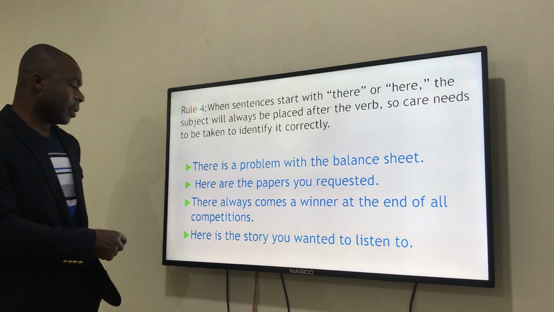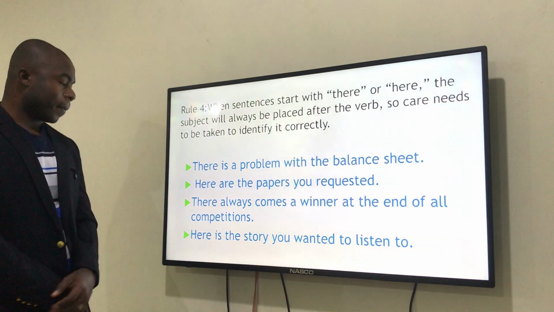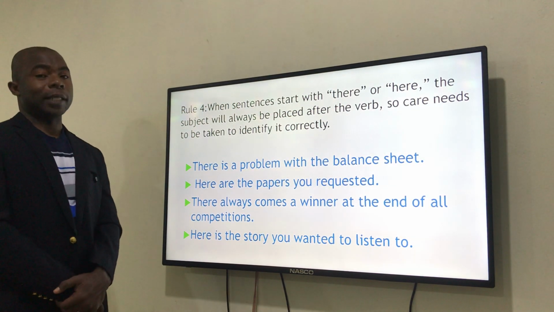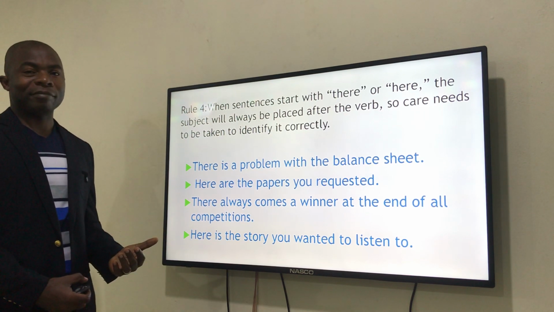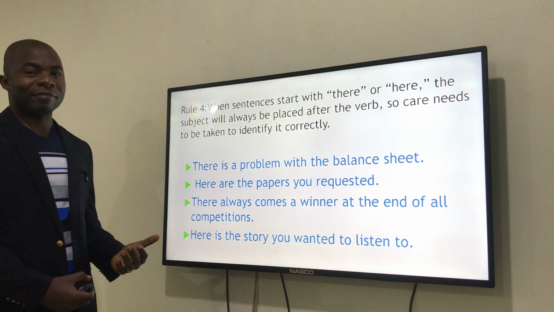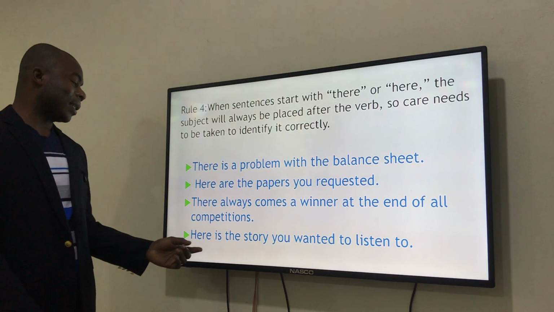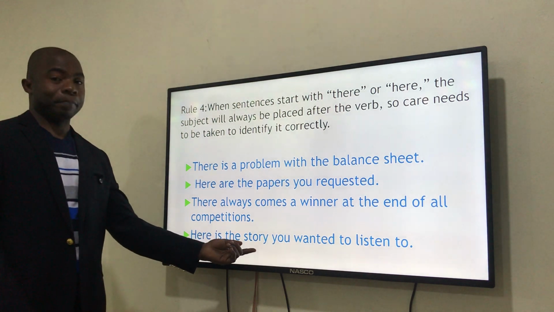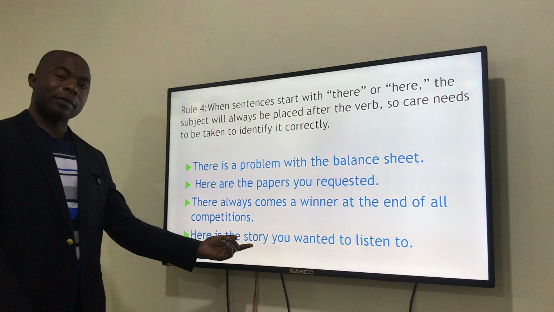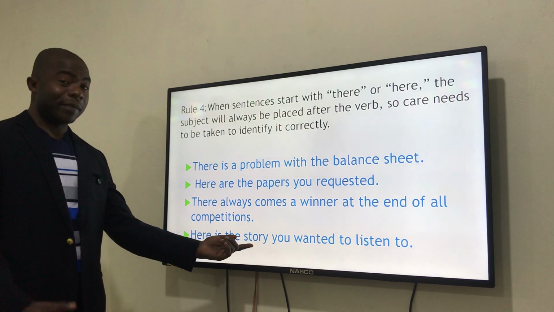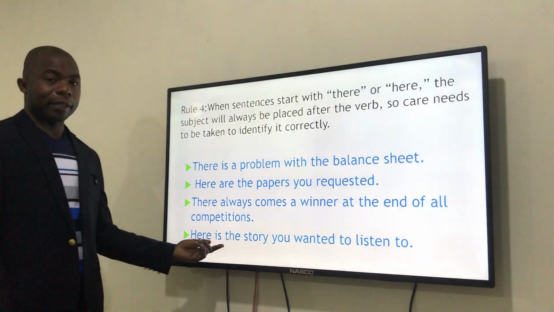Then the next one: here is the story you wanted to listen to. The subject we can identify as what? Yes, you are right if you say the subject is "the story." And the number of the subject is singular, and so it carries the verb "is."